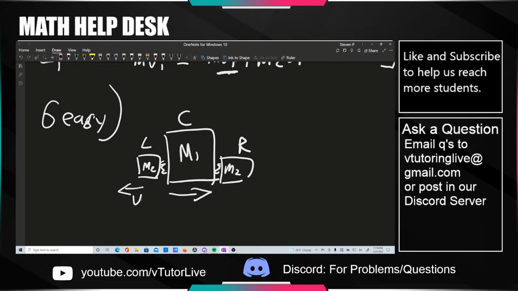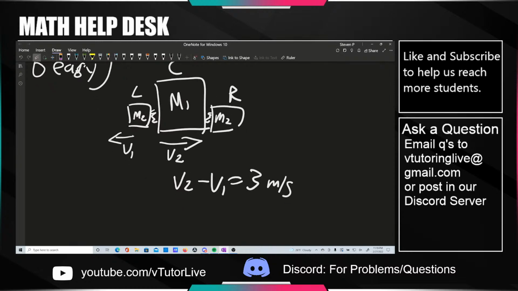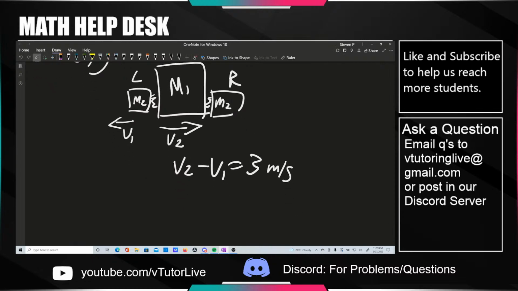But the issue is that if this is V1 and this is V2, they don't tell you the individual velocities. They just tell you that V2 minus V1 is equal to some value, let's call it 3 meters per second. And then we don't really have conservation of energy because we don't know the amount of potential in the explosive. So this problem is purely conservation of momentum.